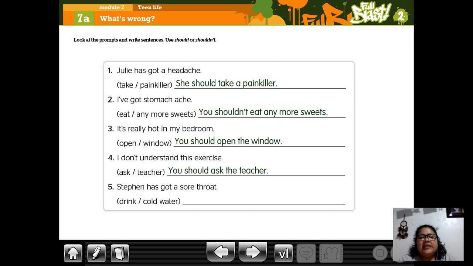And number 5, Stephen has got a sore throat. A sore throat. Drink cold water. No es buena opción tomar agua helada si traes la garganta lastimada, o sí. I don't know. So, Stephen has got a sore throat. So, you shouldn't drink cold water. Okay? Mejor un té caliente. Like a warm tea. Okay? So, you shouldn't drink cold water.